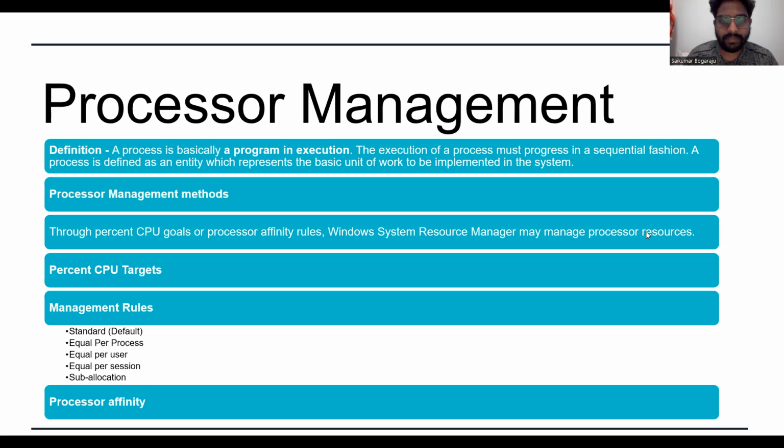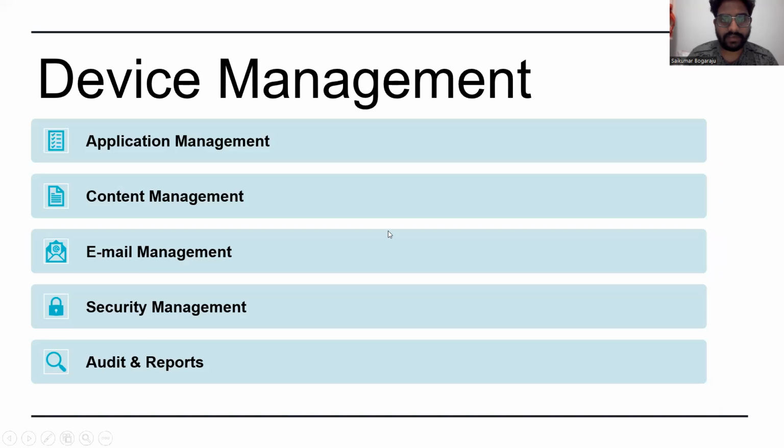Now let's see about the processor affinity. Windows System Resource Manager, which manages the processors, will consider only the state of the single processor when calculating the resources available to a process with affinity. So the processor resources can be over allocated when the system is experiencing a high load. That is about the processor affinity.